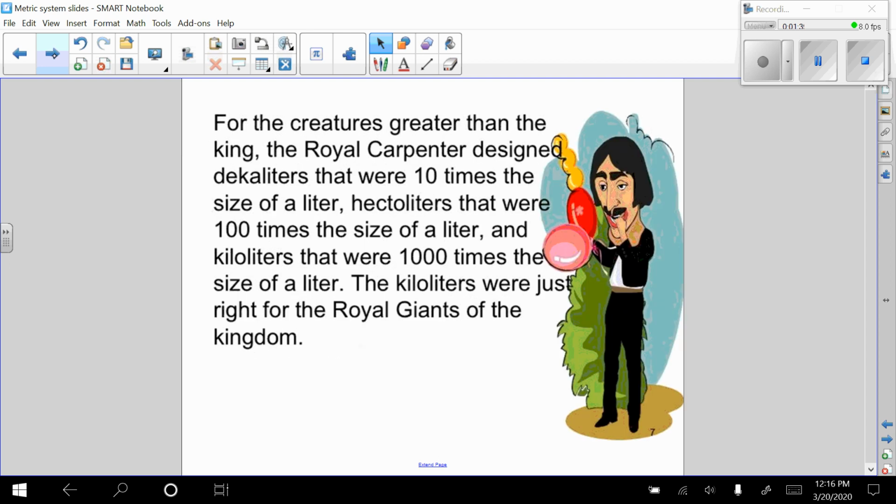For the creatures bigger than the king, the royal carpenter designed decaliters that were 10 times the size of a liter, hectoliters that were 100 times the size of a liter, and kiloliters that were 1,000 times the size of a liter. The kiloliter was just right for the royal giants of the kingdom.